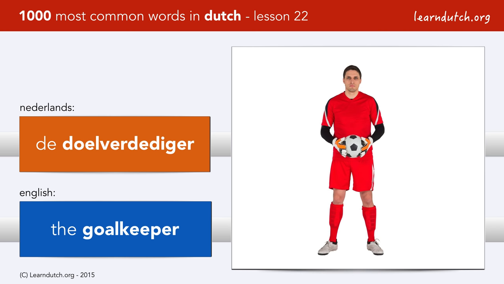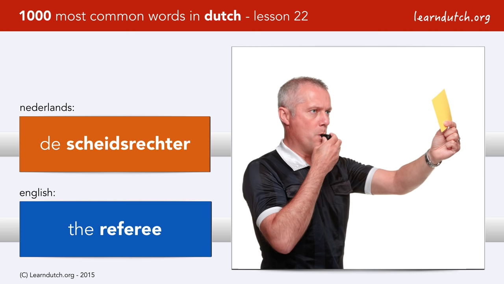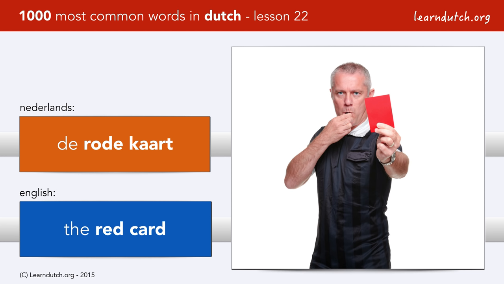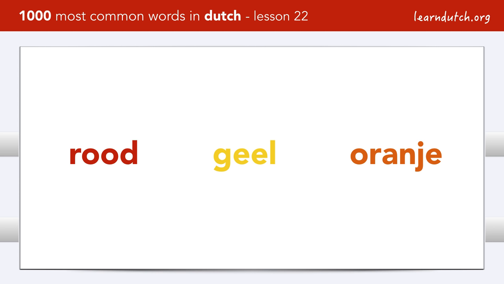De scheidsrechter. De gele kaart. De rode kaart. So at least now you know three colors. Rood, geel en oranje. In lesson 35 we will come back to the colors in detail.